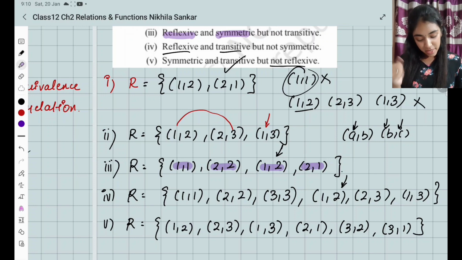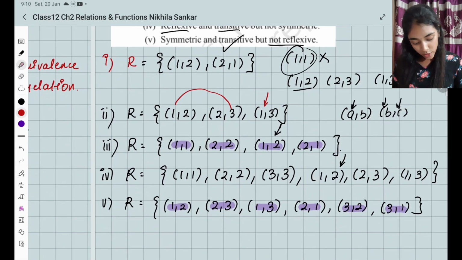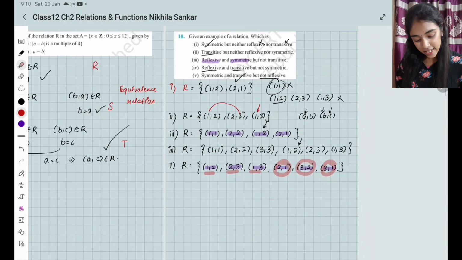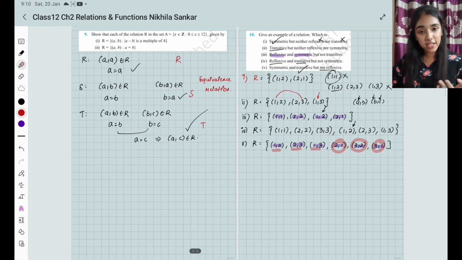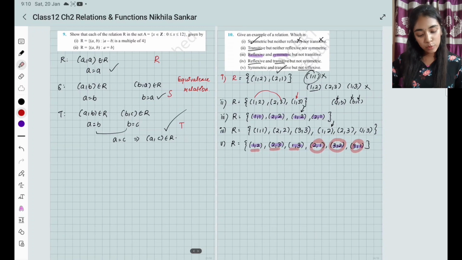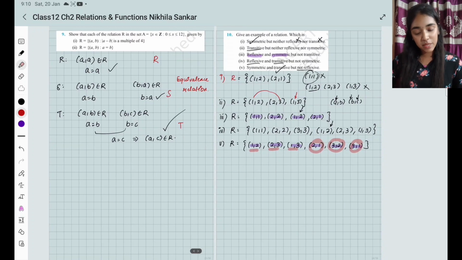So இப்போ symmetric na என்ன? 1, 2, 2, 1. 2, 3, 3, 2. 1, 3, 3, 1. இப்போ transitive na என்ன அர்த்தம்? You have 1, 2, 2, 3, so 1, 3 இருக்கு. You have 3, 2, 2, 1, so you have 3, 1. புரிஞ்சுதா? அவ்வளவுதான். So it satisfies symmetric and transitive nature but it's not reflexive. Reflexive na என்ன? 1, 1, 2, 2, 3, 3 அதெல்லாம் இல்ல. Okay? The most simplest way of writing. இந்த மாதிரி எக்ஸாம்ல கேட்டா ஈஸியா போட்டுருங்க.